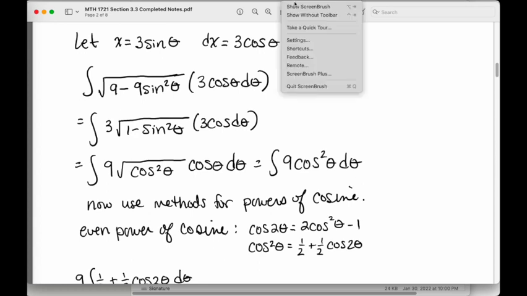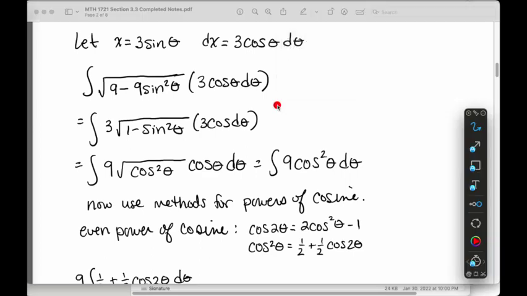This is what we did before in the first part of the lesson where we were doing it generically. Now we have a value for a, which is 3. So I'm going to take and put my x squared in here, which is 9 sine squared theta. And then here's my dx, it's 3 cosine theta d theta. Now, if I factor out a 3 from under the square root, and then I multiply it by this 3 here, that gives me this 9 here.